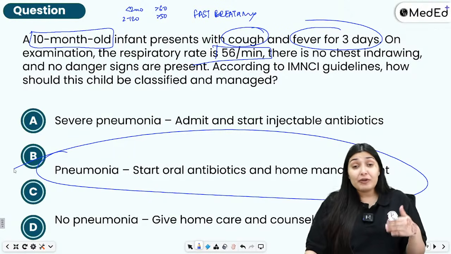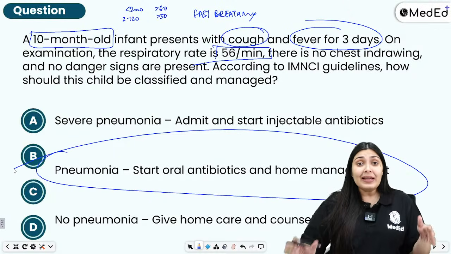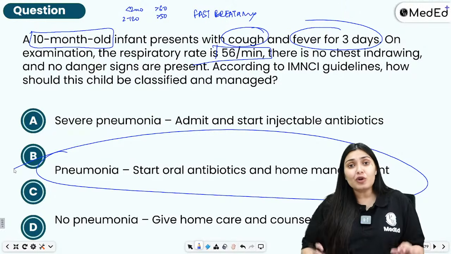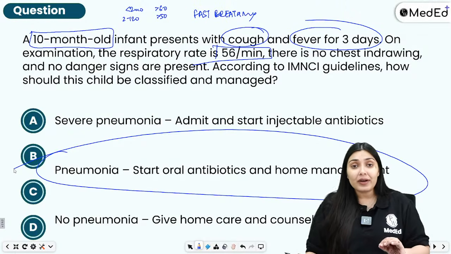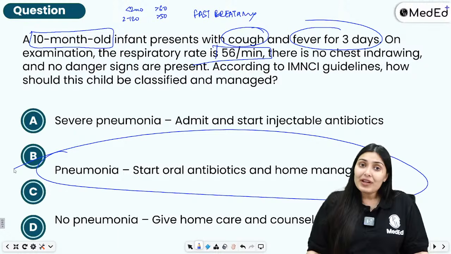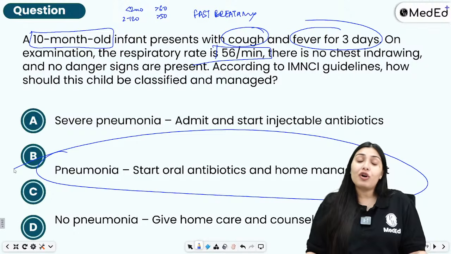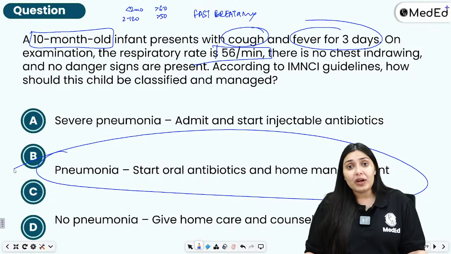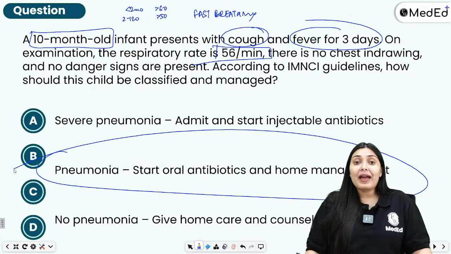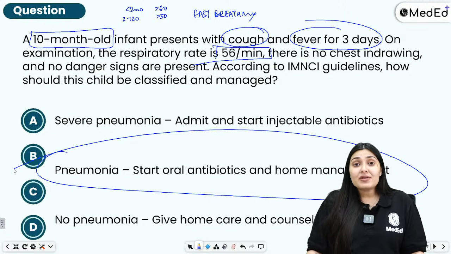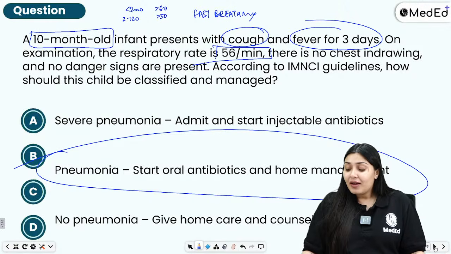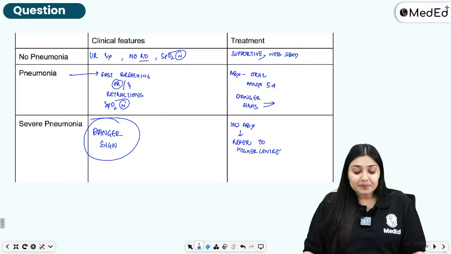Just if you want a tip from my side, whenever such a question is happening now, look for danger sign. If any of the points you spot, if there is some danger sign, then definitely mark severe pneumonia. If no danger sign is there and just fast breathing or chest indrawing is there, mark pneumonia. If no such chest indrawing and the tachypnea is there, fast breathing is there, then it's going to be no pneumonia. So very important question, very frequently asked question, important for your exam.